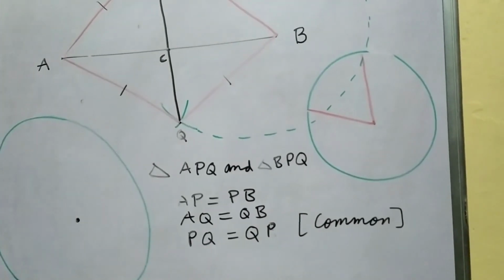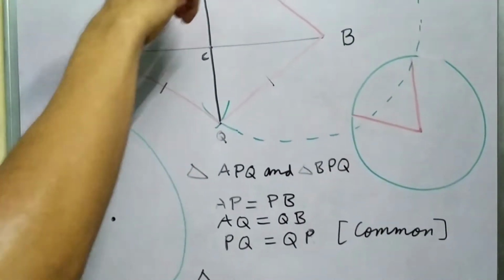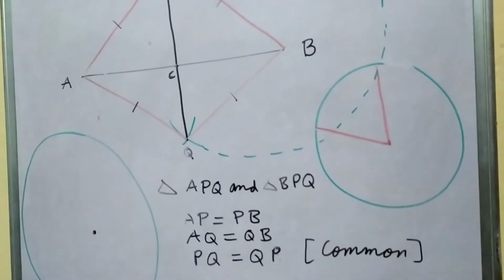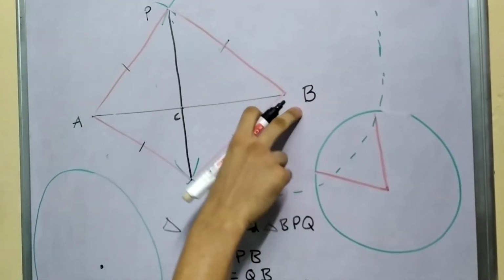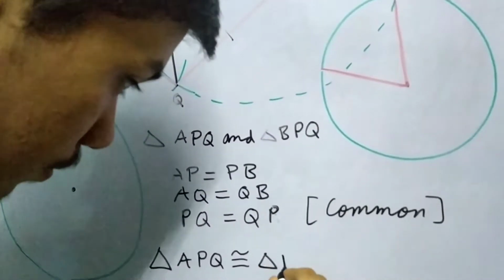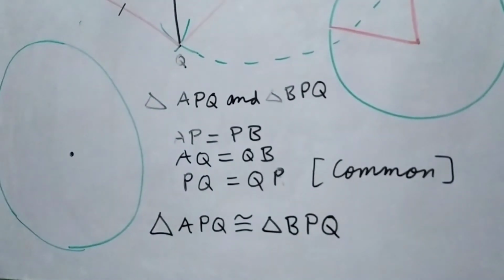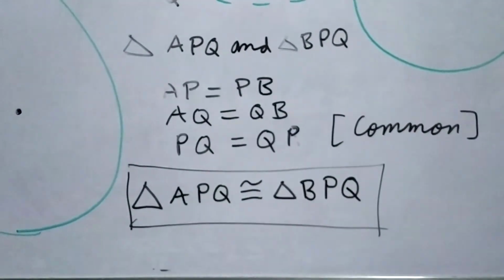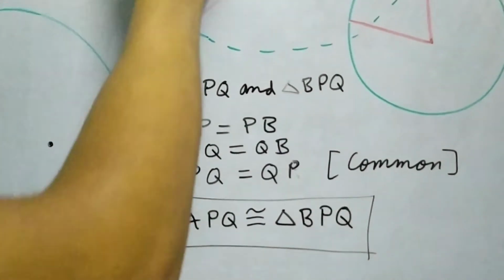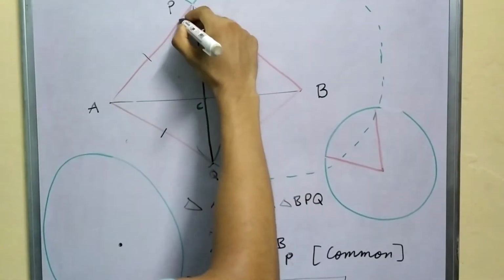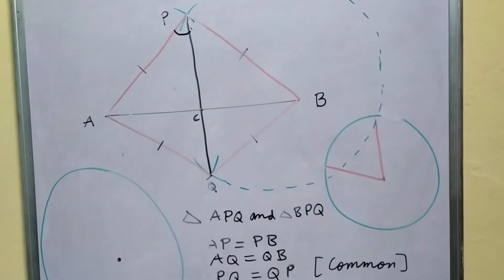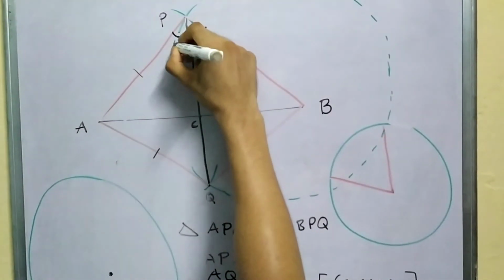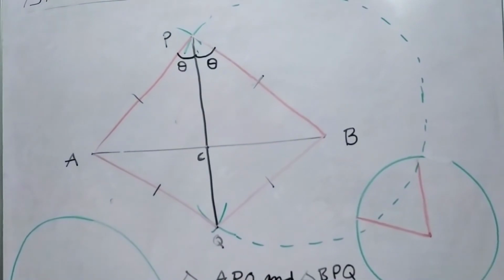From this you can say that triangle APQ is congruent to triangle BPQ. And once you get this relation, everything falls into place. How? If these two triangles are equal, then this angle will be equal to this angle, right? Because corresponding parts are equal. So if this is theta, this will also be theta.